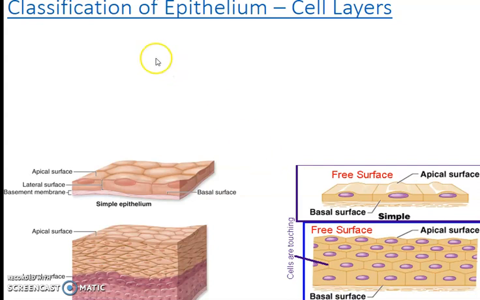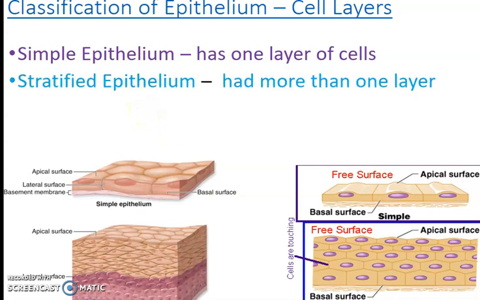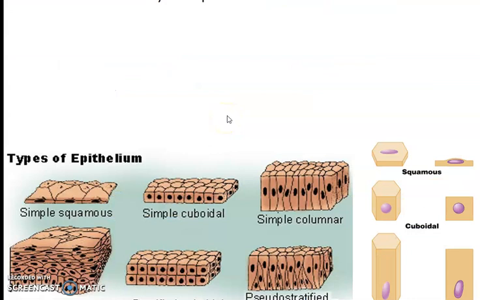So first, how to classify. This video, if you open the PowerPoint, is a silly video on how to classify. You can watch it if you want. So the first thing we look at is the number of layers. 1 layer, more than 1 layer. Simple has 1 layer. Stratified has more than 1 layer. Again, they really wanted to go out to drink. Then we look at shape. We have squished cells, which are squamous. We have cube-shaped cells, which are cuboidal. And then column-shaped cells, which are columnar.